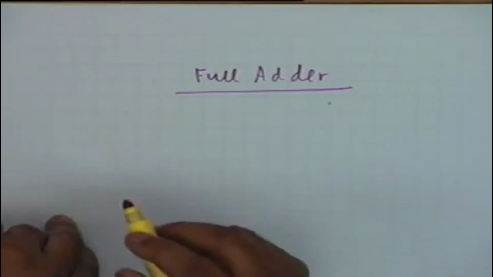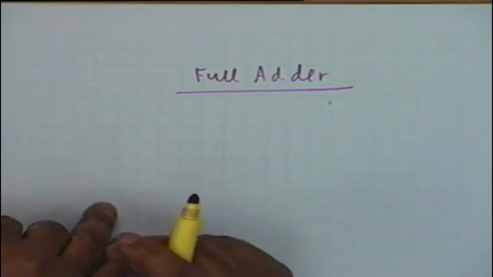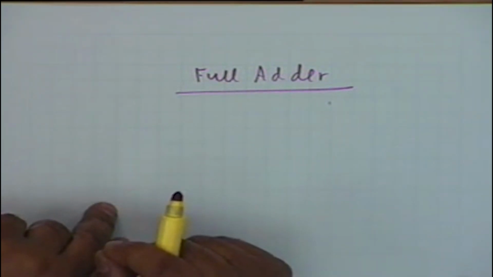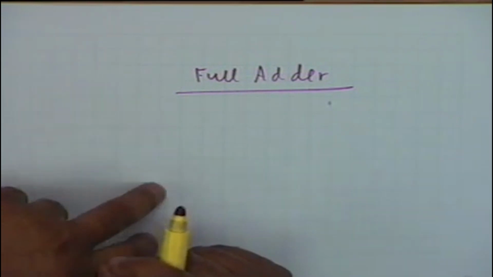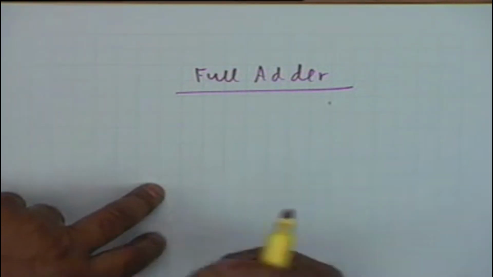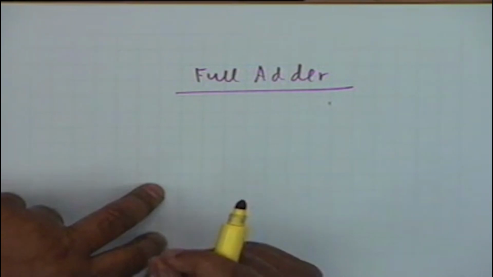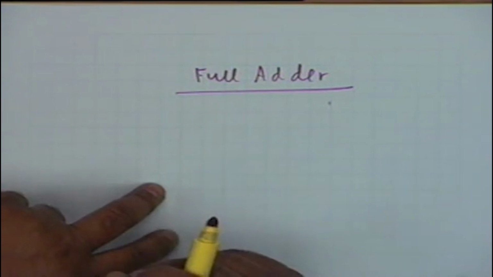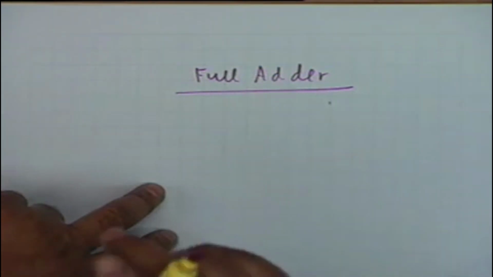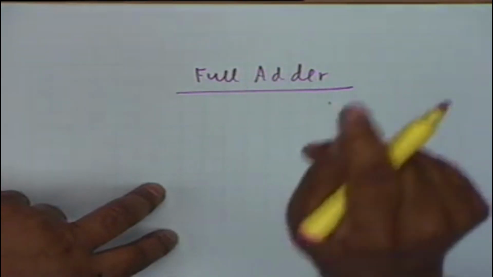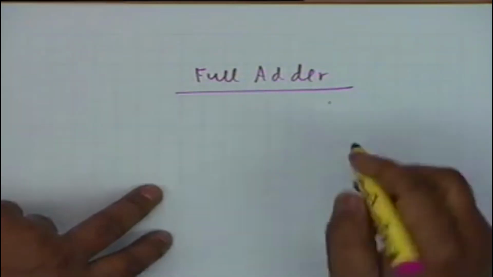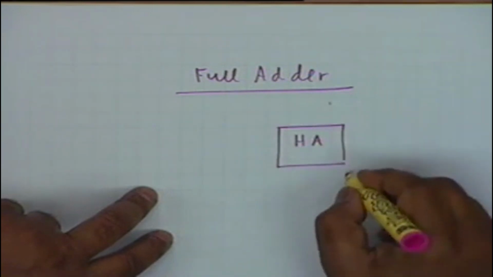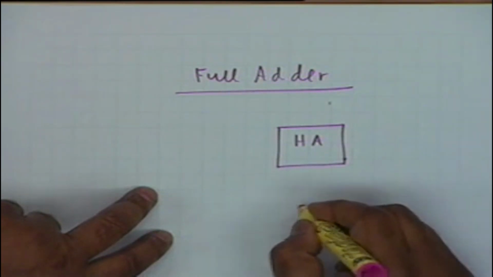A full adder, as I had said, requires us to add three things: the given 2 bits, and the carry of the previous. And therefore we shall require 2 half adders, because one half adder can add only 2 bits. Let's say half adder 1 and half adder 2.